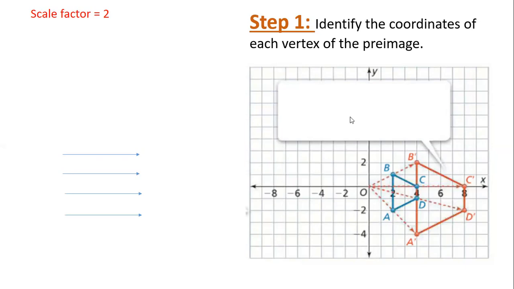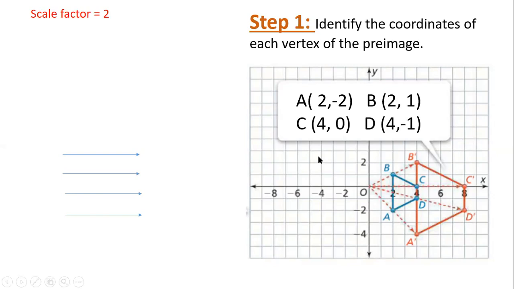Very good. So A is 2, negative 2. B is 2, 1. C and D? C is 4 and 0. Yes. And D? D is 4 and negative 1. Very good. So this is the first step. We find the coordinates of A, B, C, and D.